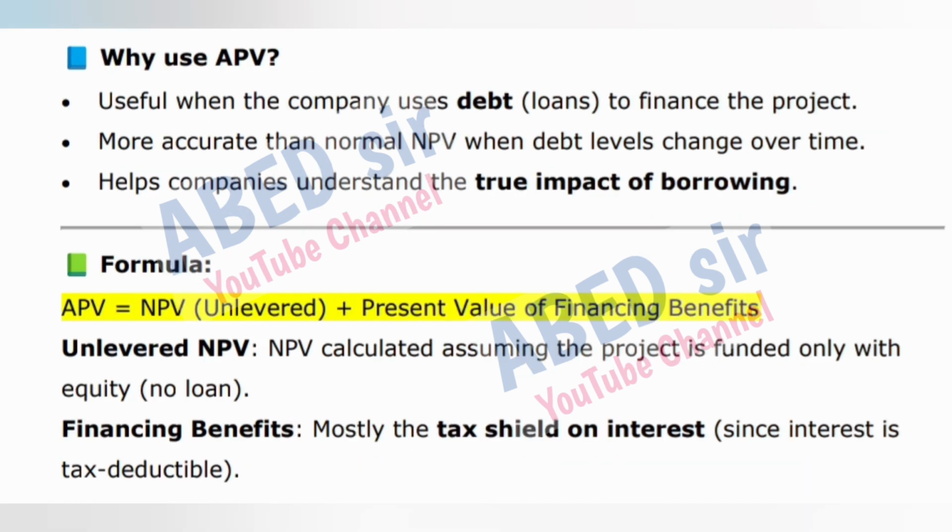Why use APV? Useful when the company uses debt, loans, to finance the project. More accurate than normal NPV when debt levels change over time. Helps companies understand the true impact of borrowing. Formula. APV is equal to NPV, unlevered, plus present value of financing benefits. Unlevered NPV, NPV calculated assuming the project is funded only with equity, no loan. Financing benefits, mostly the tax shield on interest, since interest is tax deductible.